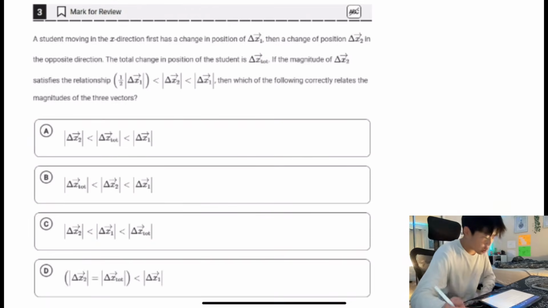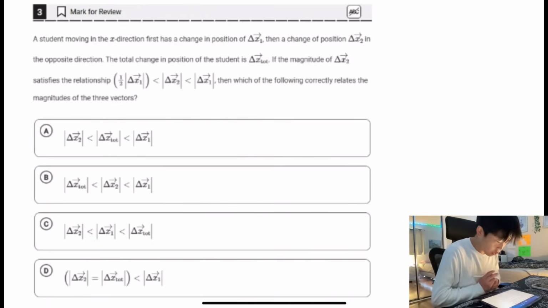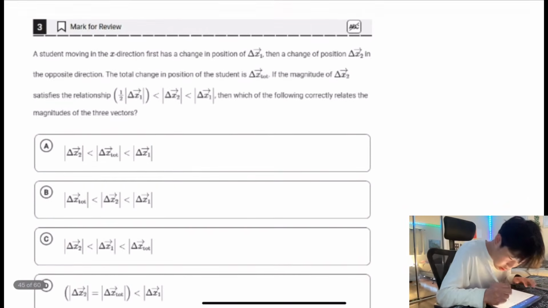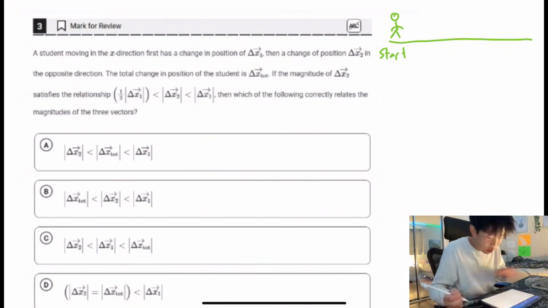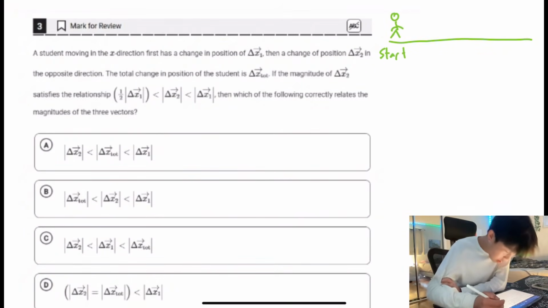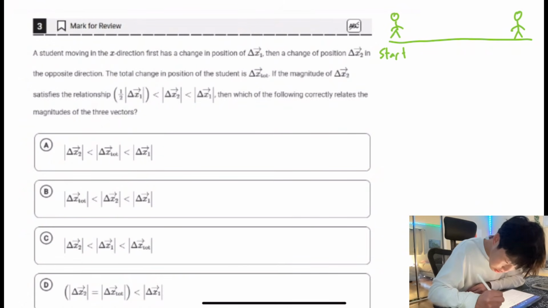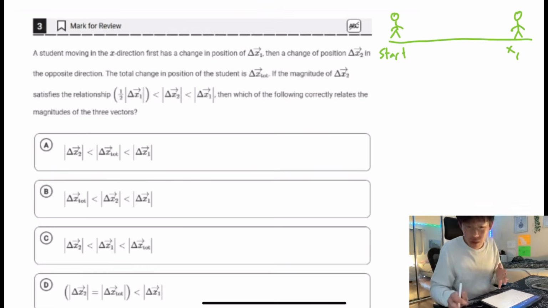Alright, for this next question, it looks pretty confusing because there's a bunch of subscripts, but it's kind of easy. Basically, it's talking about a student moving in the x direction. That really doesn't matter, but just know that we're going to have this little boy. He's going to start here. I'm just going to write start. I'm not even using variables or anything. Then he's going to have a change in position x1. So let's say this is x1. He goes all the way over there, okay?